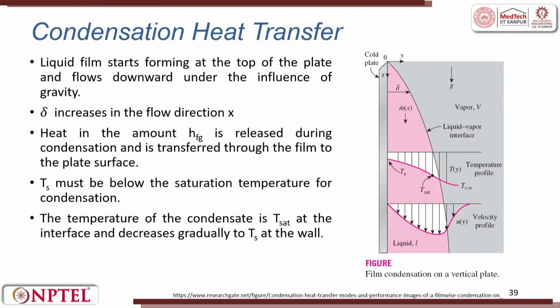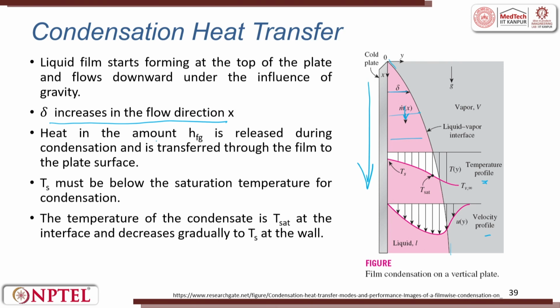So, if you see that this is a cold plate and this is a film which is getting formed. If we try to draw the temperature profile and velocity profile, you can see the liquid flowing from here. The liquid film starts forming at the top of the plate and flows downward under the influence of gravity. Delta increases in the flow direction. The film thickness keeps increasing along the flow direction.